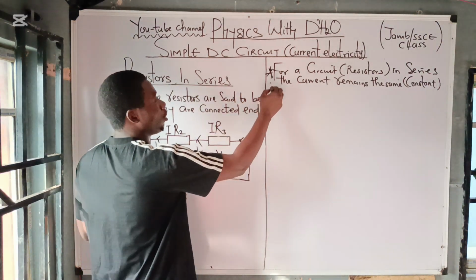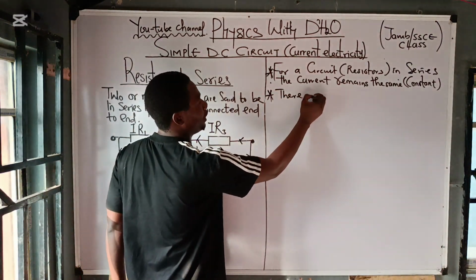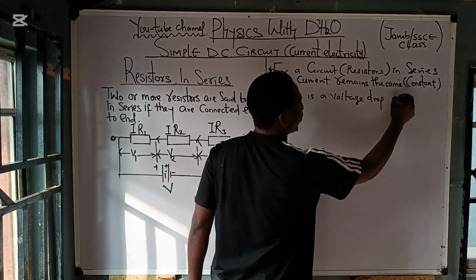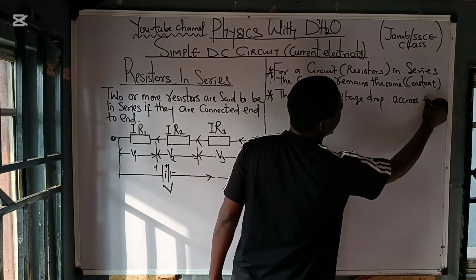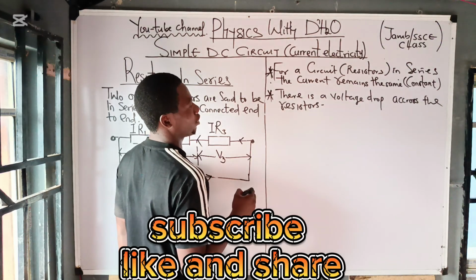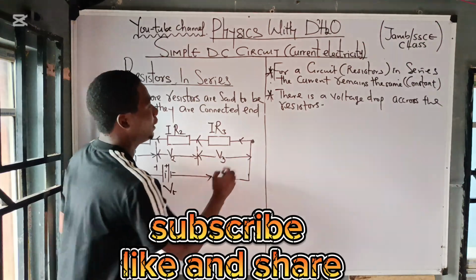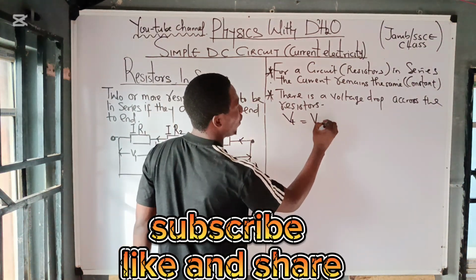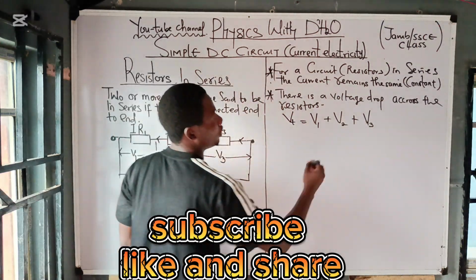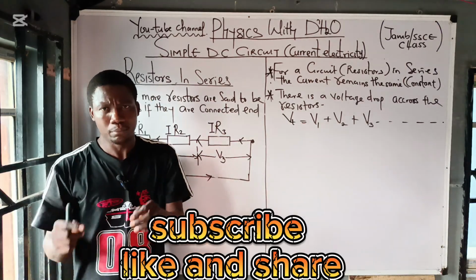So you understand that for a circuit in series, there is a voltage drop across the resistors. That is why the total applied voltage, V total, is V1 plus V2 plus V3 as the case may be. So this is the total voltage. But for current, we don't have I1, I2 or I3, it's just I, because the current remains the same.